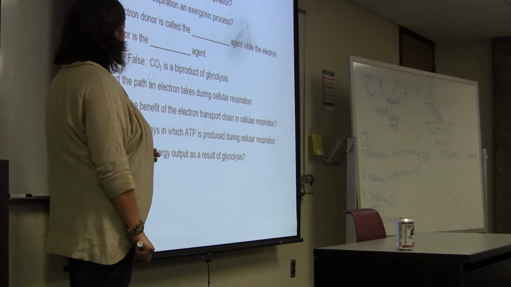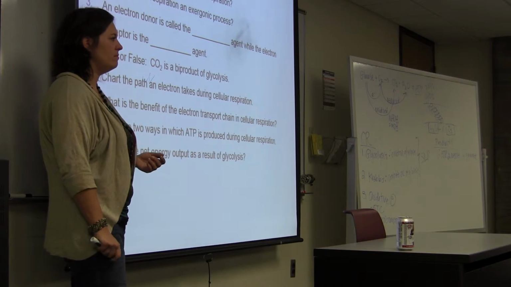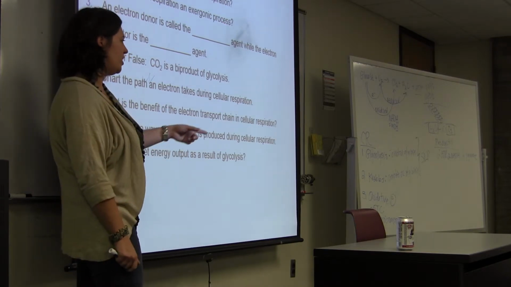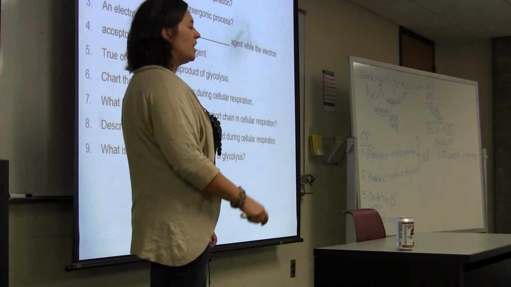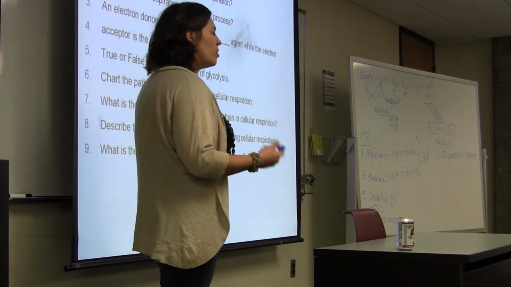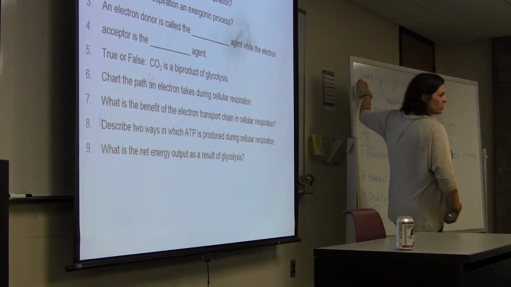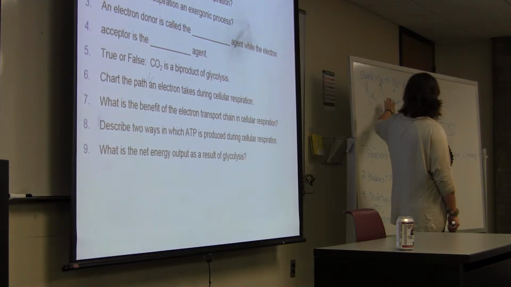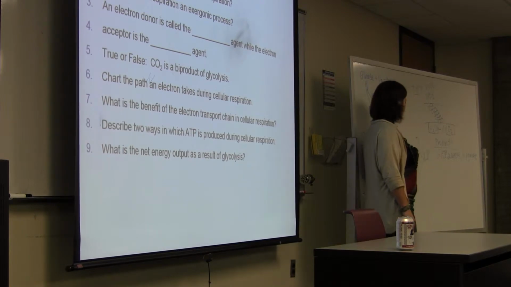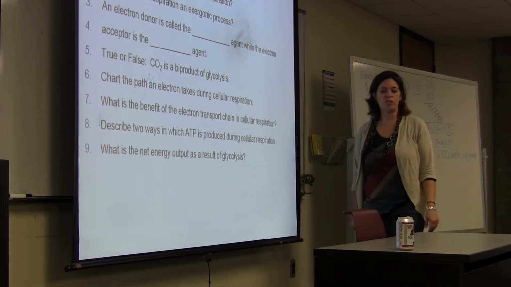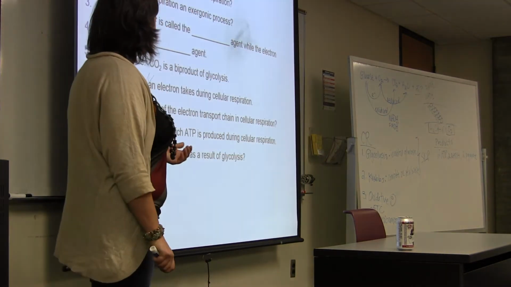Okay. True or false? Carbon dioxide is a byproduct of glycolysis. Do you see any CO2 over there? It's false. As we'll learn in the Krebs cycle, that is going to complete this breakdown of glucose. The way you tell that glucose has been totally oxidized is by this carbon dioxide. That carbon dioxide is going to be released in the Krebs cycle, which tells you that that glucose has been completely oxidized. All right.